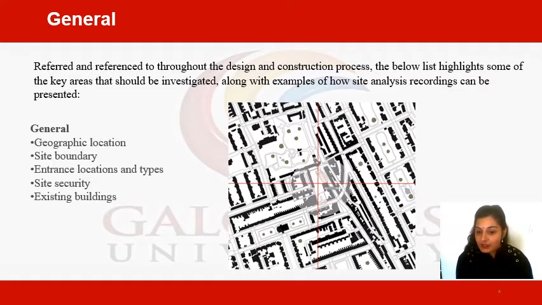And after doing the security analysis, we should move forward towards locating existing buildings. Within the boundary of your site, is there any existing building or not? If yes, locate them. If not, then it's okay. You should move forward.